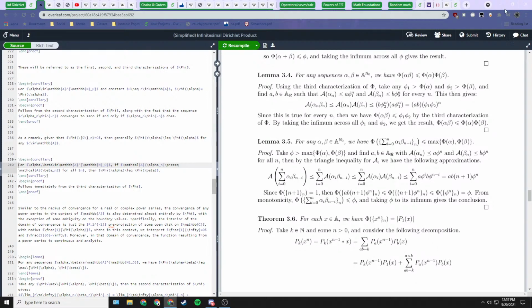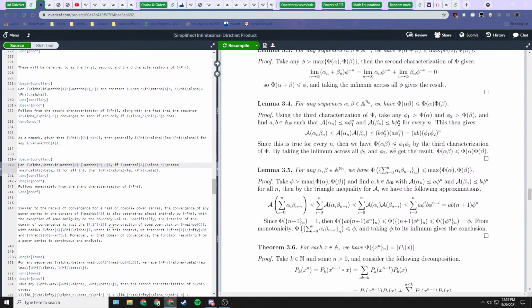Because this bound is true for every n, this is just the third characterization, which is capital Phi of alpha beta is bounded by phi 1, phi 2, the product. And then just by taking these phi 1 and phi 2 to the infimum, remember phi 1 only had the restriction that it's greater than phi of alpha, and phi 2 only had the restriction that it's greater than phi of beta.